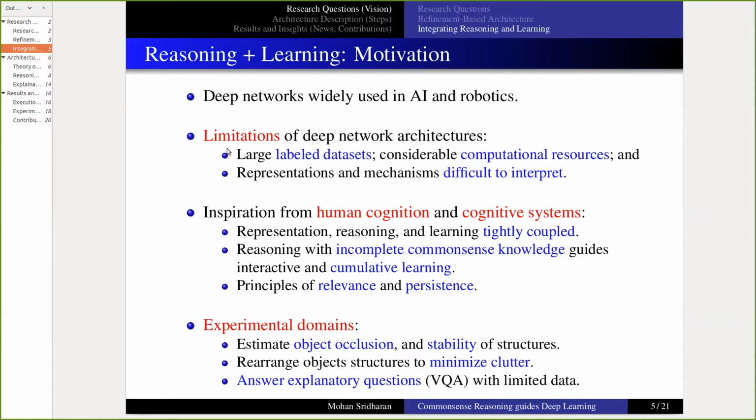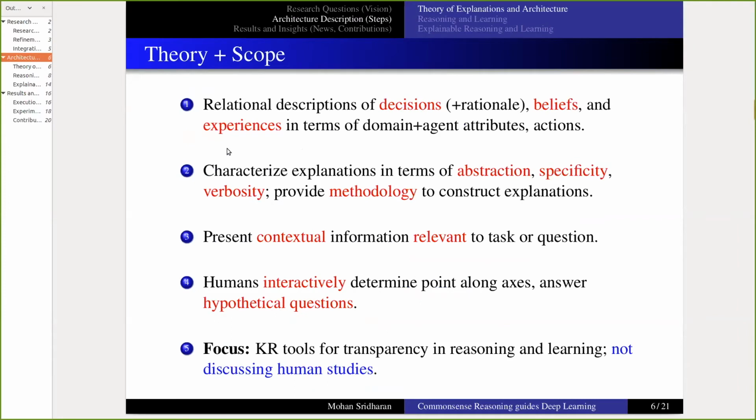So to talk about occlusion of objects, stability of object structures, how do I go about rearranging the scene such that I minimize clutter? And in other work, we've also looked at trying to answer explanatory questions. And with this notion of explanation, the term being thrown about so much, I think it's important for me to at least say what is the scope and what are the underlying claims.